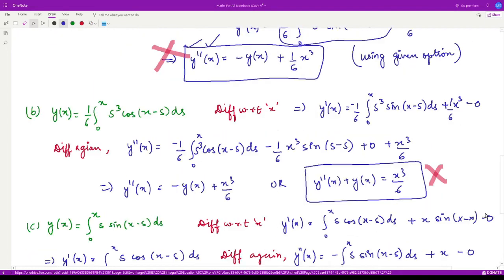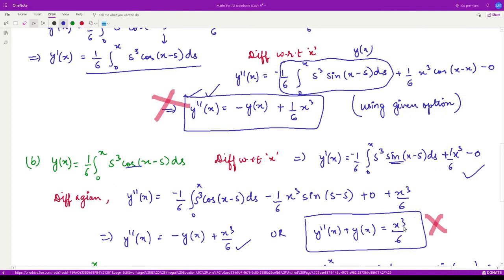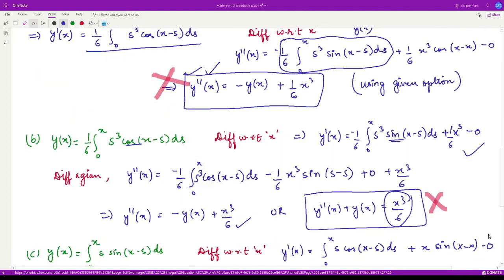In a similar way, we can check the other options. Let us see the second option. Differentiating, the derivative of cos would be minus sine. Likewise, the first derivative is this and the second derivative is this. Here also, this term does not match, because on the right hand side here we have x cubed by 6 and there we had x. So this is also not the correct option.